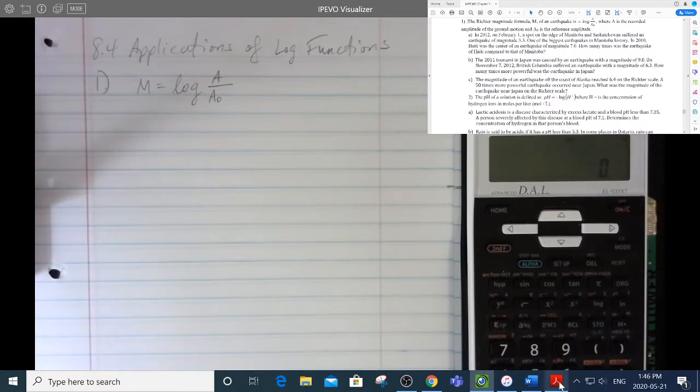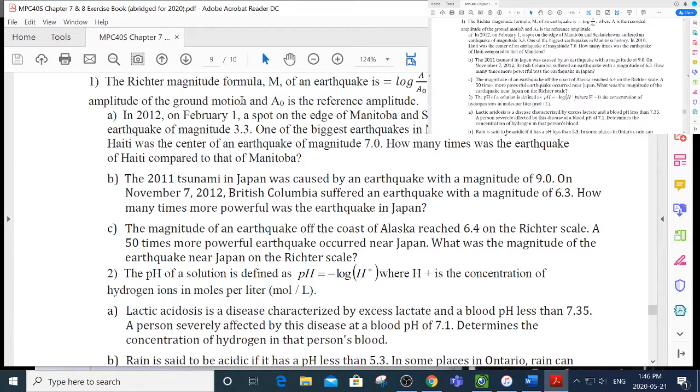Looking at the question here, let's go through the questions as we do. Now, in 2012, on February 1st, a spot on the edge. Okay, none of that matters. What we want to do is look at what the question really wants from us. It wants us to figure out how many times bigger is a 7 earthquake than a 3.3 earthquake.